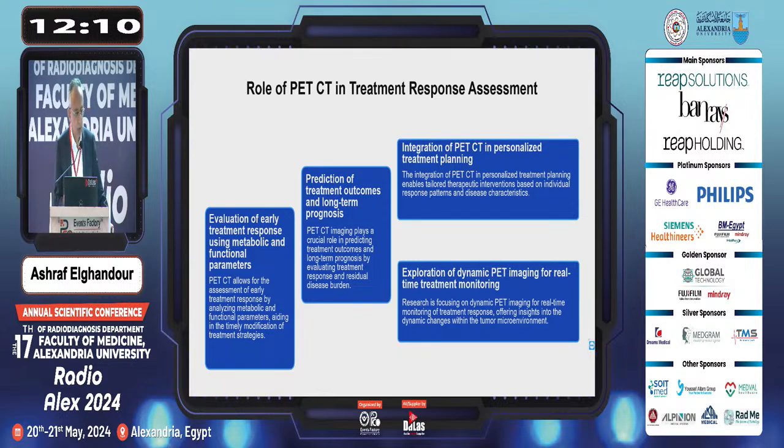What is in response? It's important evaluating early treatment response. In Hodgkin's lymphoma, actually, we are following here NCCN guidelines. It's after 2 cycles. After PET-2, if it's complete remission, actually give another 2 cycles and just follow up, which is very good. But if no response or partial response, I must change the chemotherapy regimen. And actually, by PET-CT, I predict treatment outcomes and long-term prognosis.